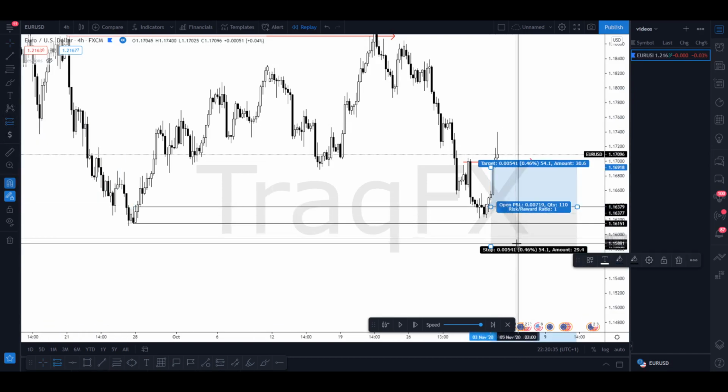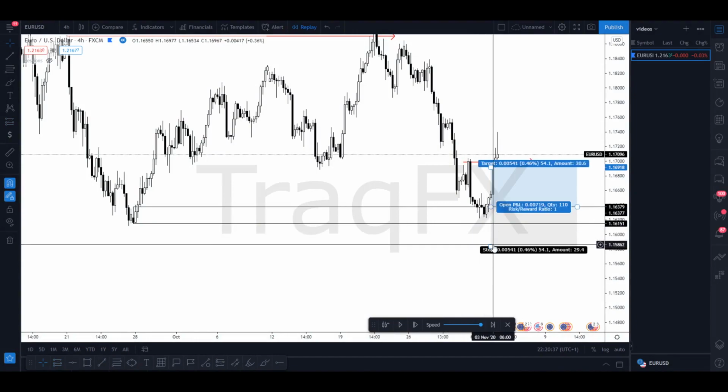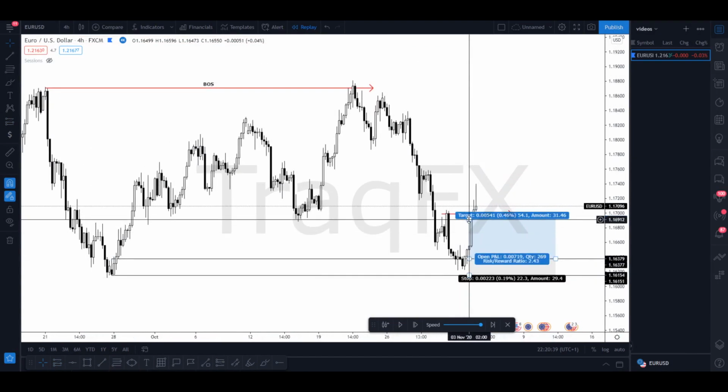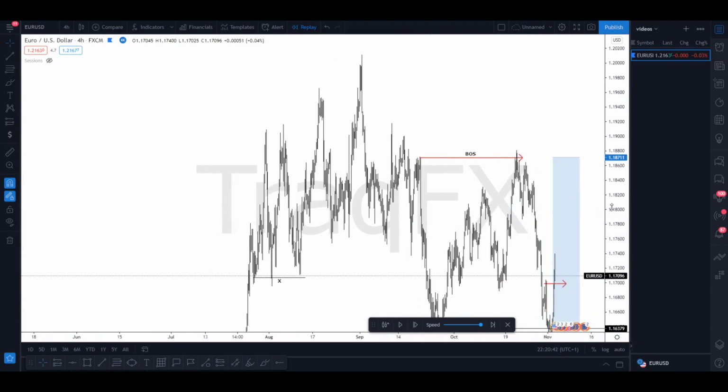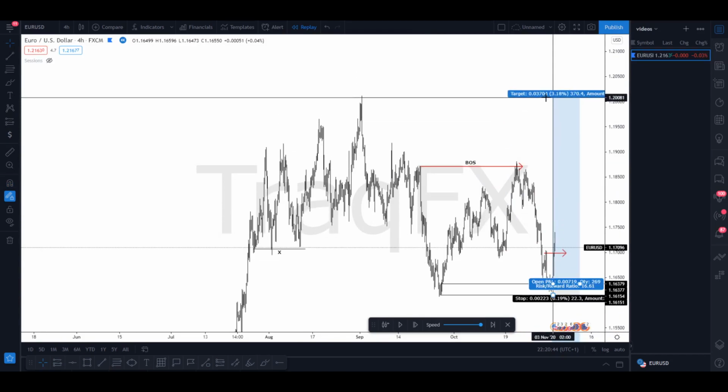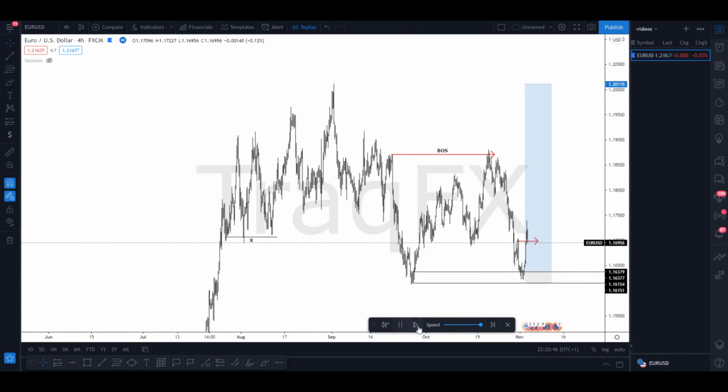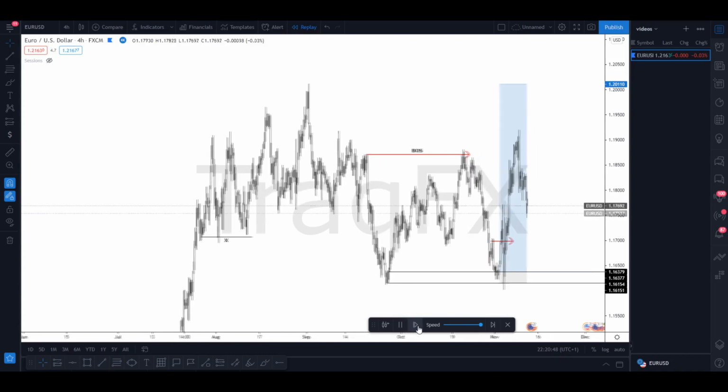So assuming we entered somewhere over here, I'm not even sure where we entered, but let's just say we entered there, and TP would generally be either the next area of liquidity, or you could target the next high, which would always be over there. Now let's see what ends up happening.